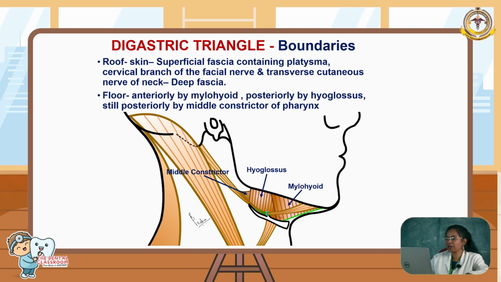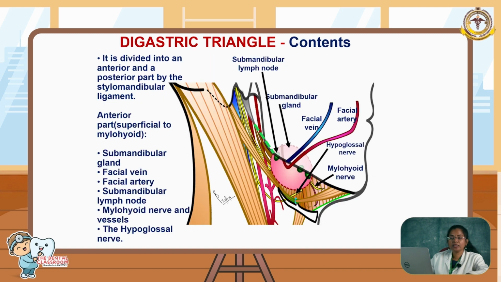Anteriorly, the floor is made by the mylohyoid muscle, and in the middle it is formed by the hyoglossus muscle. Posteriorly, it is formed by a small part of the middle constrictor muscle. Let's see the contents of the digastric triangle. Digastric triangle is a very big triangle, meaning it has a lot of contents.